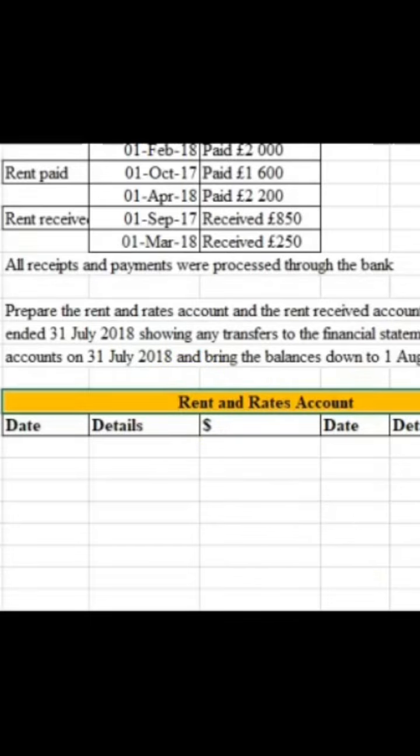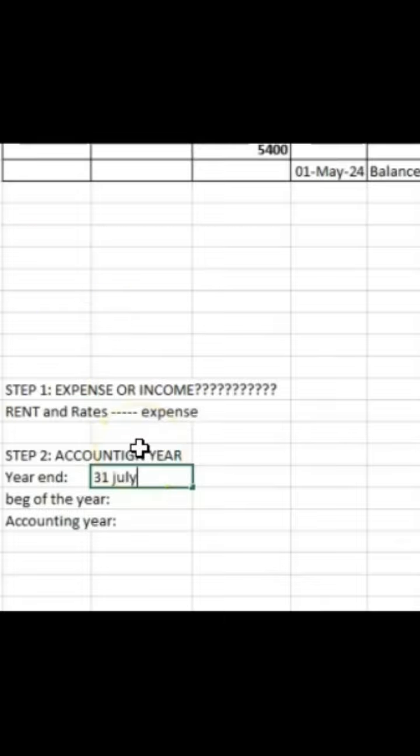We are asked to make rent and rates account, and rent is an expense, unless the question specifically mentioned rent received. This is the key point in the question because subsequent entries in the question depend on this.